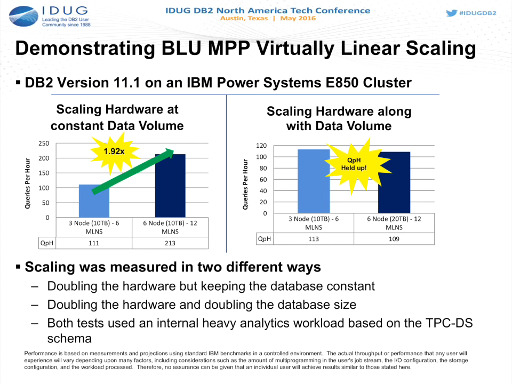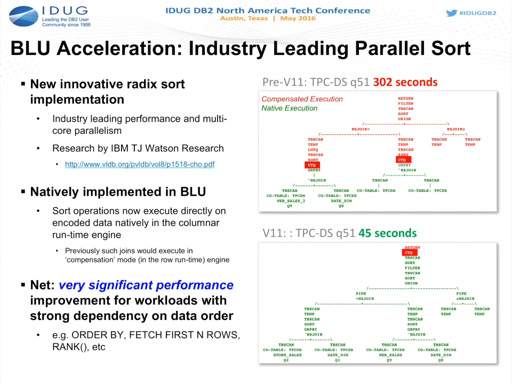And then in the second experiment, we did a very similar scale up in hardware, but at the same time, we also doubled the size of the database. In this case, it went from 10 terabytes up to 20 terabytes. And as you can see, the throughput in terms of queries per hour remained almost identical. So again, you're seeing that virtual linear capability that we've been delivering with DPF for years, but now at in-memory scale with BLU. There's been a number of core advancements in our BLU in-memory technology that apply to single node and to partitioning.